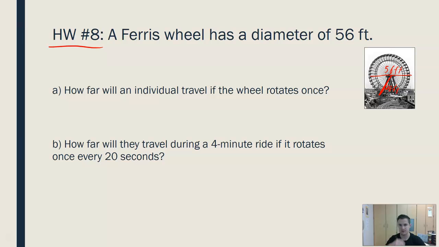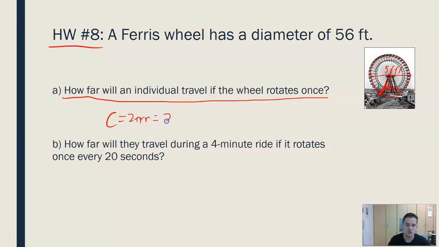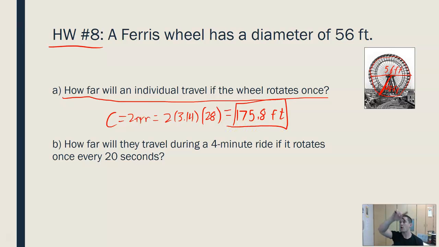Okay, what are we asked here? It says, how far will an individual travel if the wheel rotates once? So if this wheel rotates one time, how far will someone travel? Well, one time around the outside of this Ferris wheel is the circumference. So I'm just finding the circumference. Circumference is equal to 2 pi r, which is 2 times 3.14 times the radius, which is 28 feet. 2 times 3.14 times 28 is 175.8 feet. About 176 feet is how far you will travel if you go around this Ferris wheel one time.